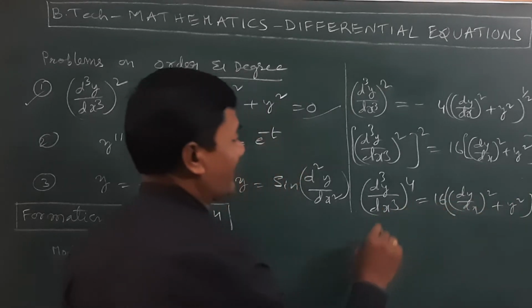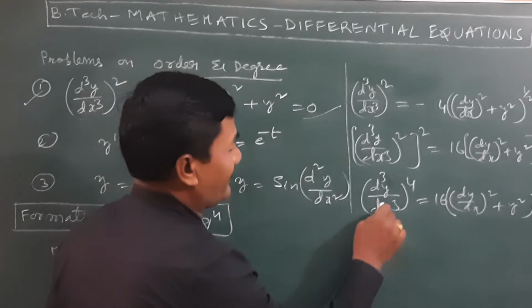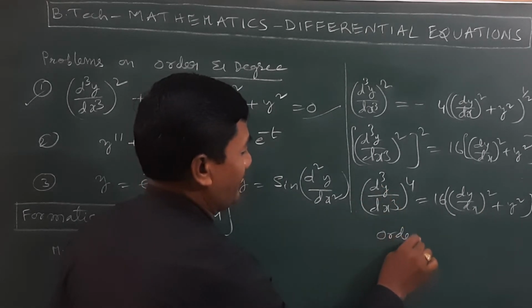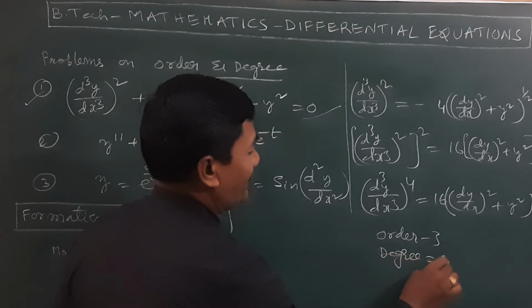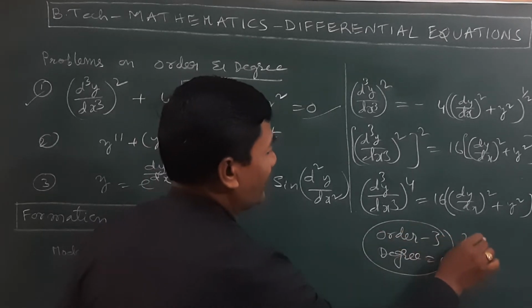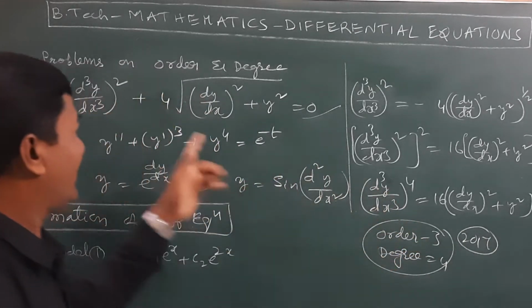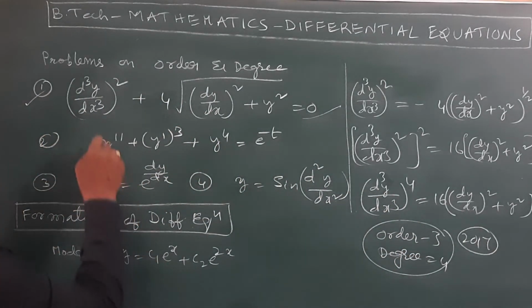This is the ordinary equation. The order here could be first order, second order, third order only. Order is 3, degree is 4. This question was in the 2017 GATE examination, mechanical branch only. Right?